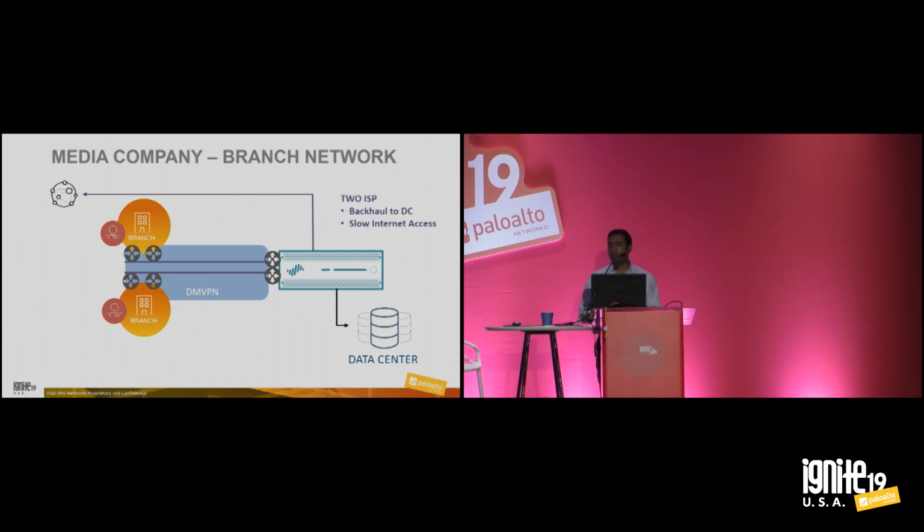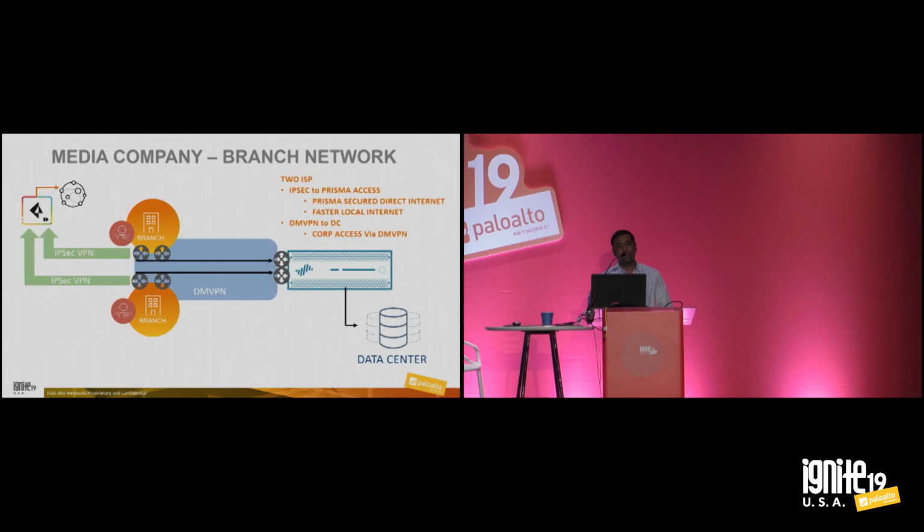So they wanted to solve the problem of how to allow branch users to go directly out to the internet. And what they did in the first pass is they still kept their DMVPN, but they also created an IPsec site-to-site tunnel from those Cisco routers to the Prisma Access cloud service. And they broke the internet out like that. So all the corporate traffic still routes through the DMVPN, but their internet traffic goes out through Prisma Access directly out to the internet, right? And the benefit that provided them is direct, local access to the internet.